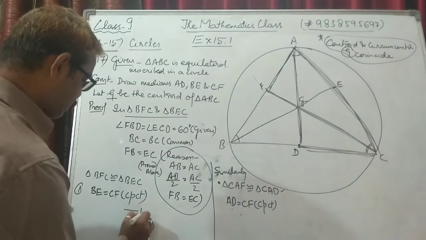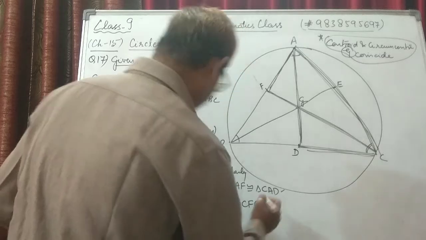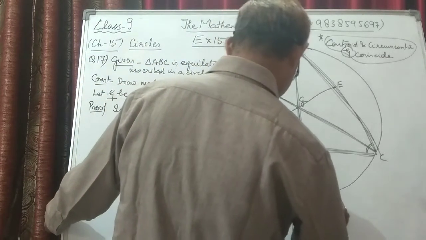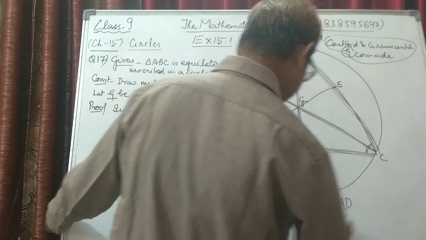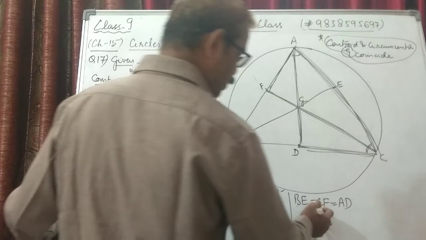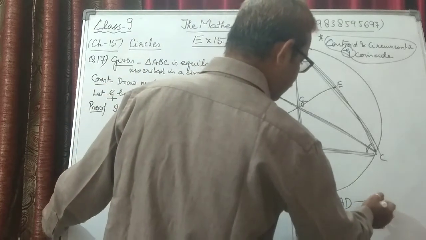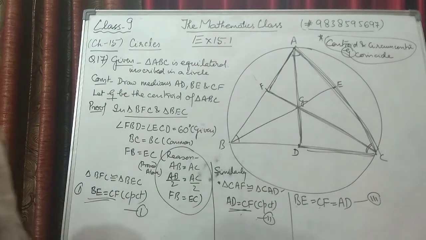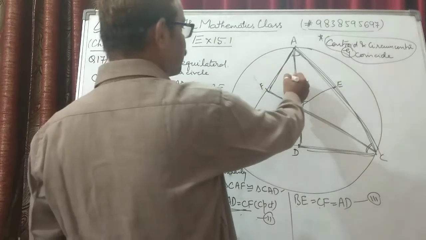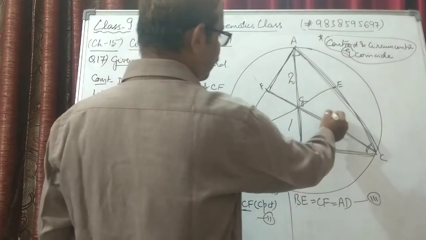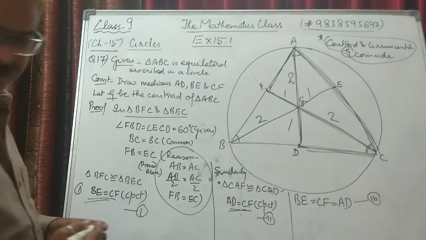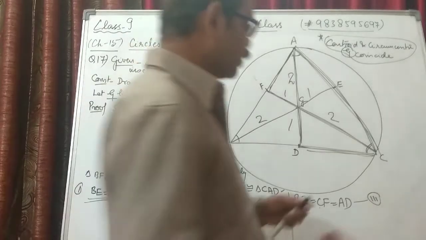Now this was equation number 1. This is equation number 2. From 1 and 2 we can say that BE is equal to CF is equal to AD. Here we have proved BE is equal to CF, and here we have proved CF is equal to AD. So BE is equal to CF is equal to AD. This is equation number 3. It means that all the medians are equal. And the centroid of the triangle divides the medians in the ratio of 2:1. Remember that the centroid divides the medians in the ratio of 2:1.